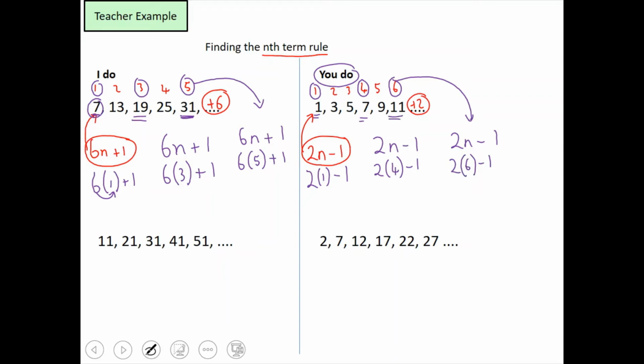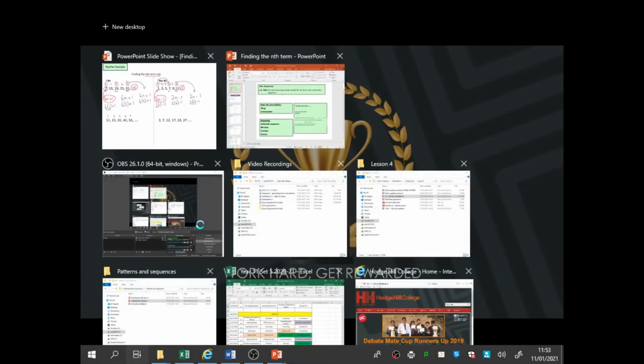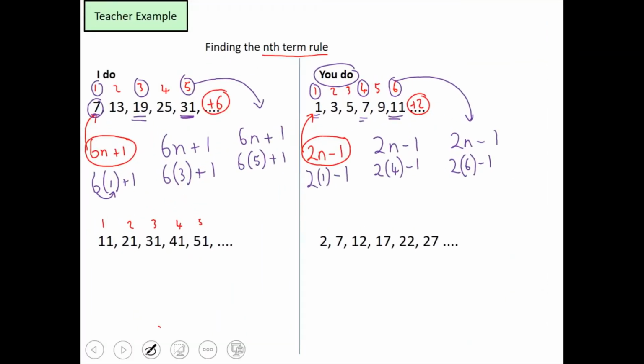Now, just another example I'll do with you, and then I'll give you one to do for yourself. So again, with these numbers, I'm going to write down the terms up here. That's my first term, my second term, my third term, fourth, and fifth. The difference for each one we know is a 10, so I'm just going to write here positive 10. That is the difference for each term.